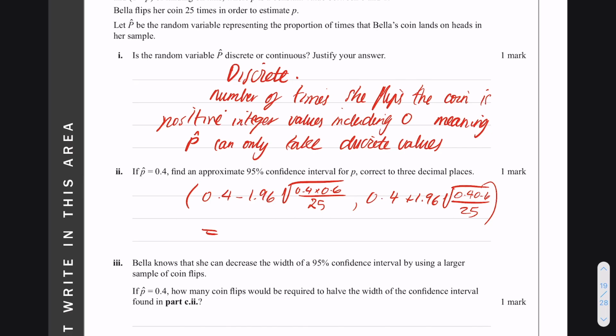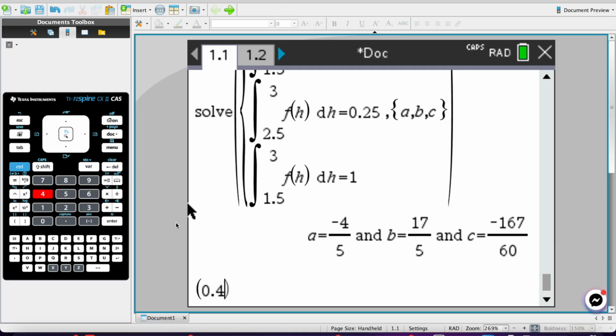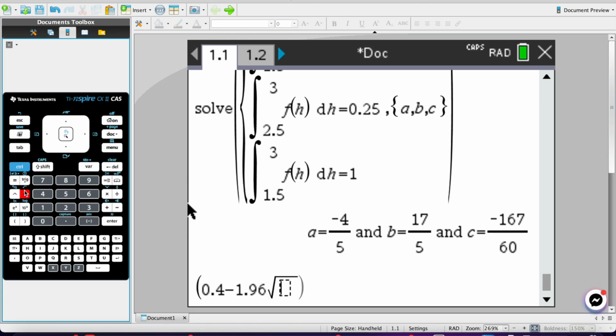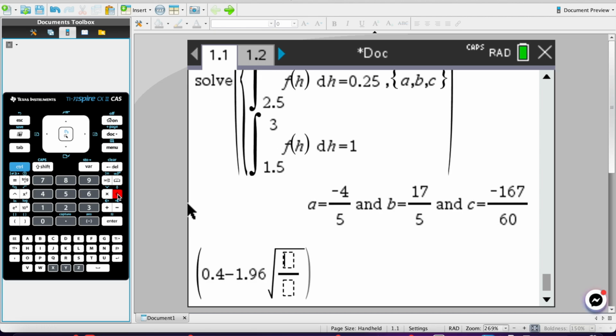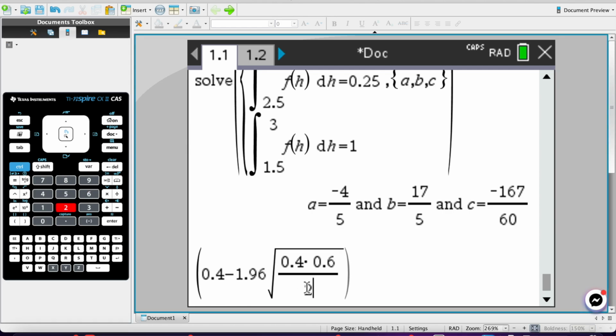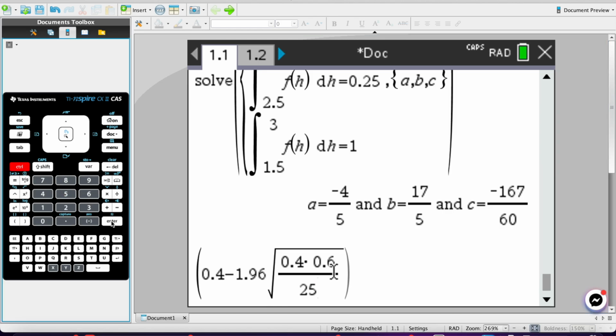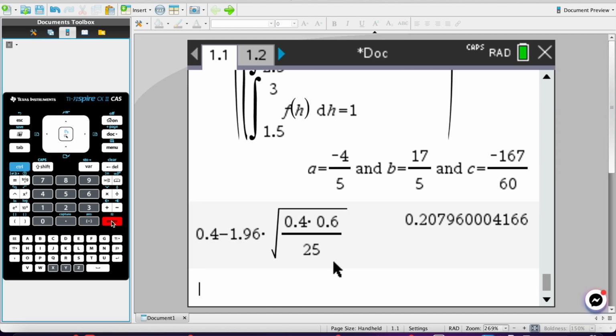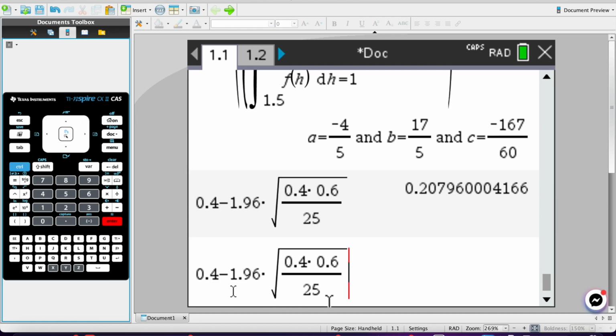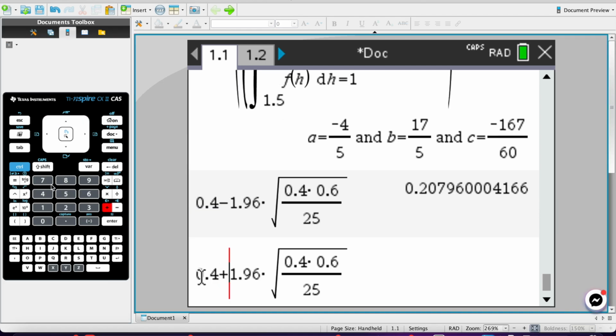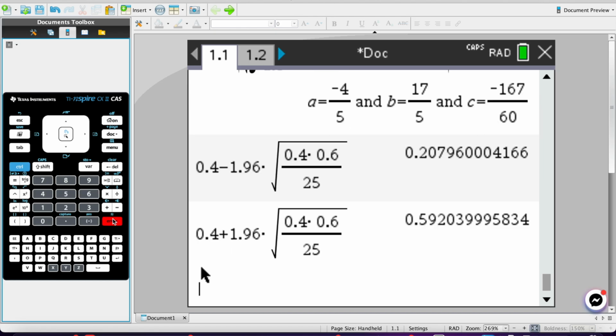So, left side we've got 0.4 minus 1.96 times the square root of 0.4 times 0.6 over 25. And that gives us 0.208 to 3 decimal places for the left side. And if we just enter that down and put a plus there, that gives us 0.592.